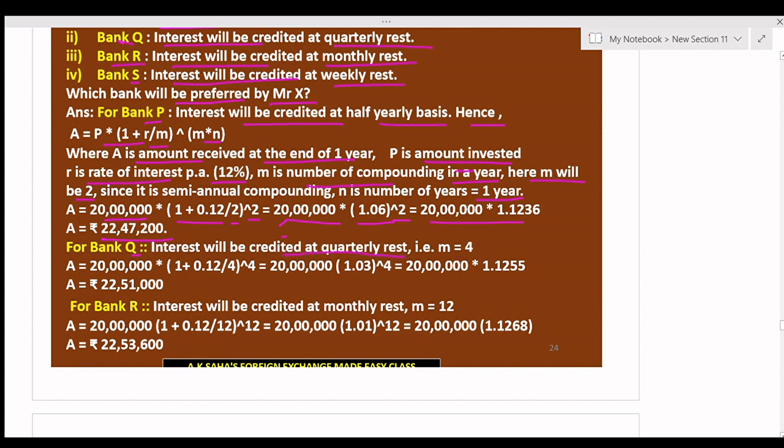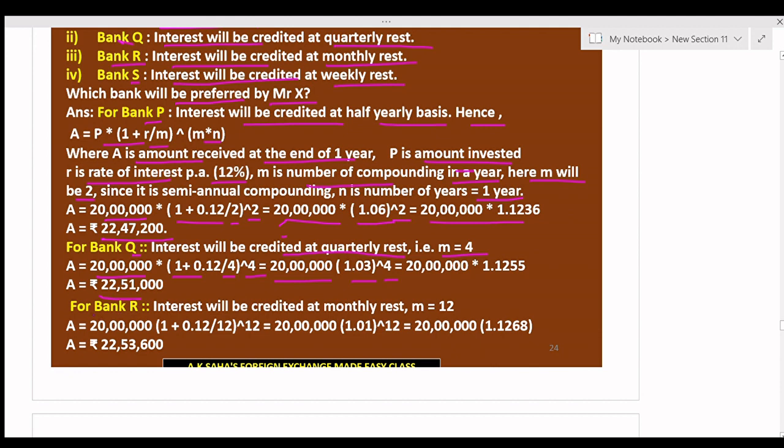For bank Q, interest will be credited at quarterly rate. That is, here M is equal to 4. A is equal to 20 lakh into 1 plus 0.12 divided by M, here it is 4, to the power 4. If it is 2 here, then to the power 4 into 2, is equal to 20 lakh into 1.03 to the power 4, is equal to rupees 22 lakhs 51,000.